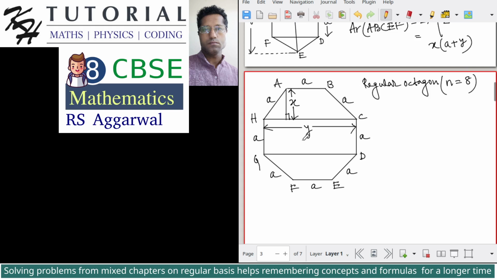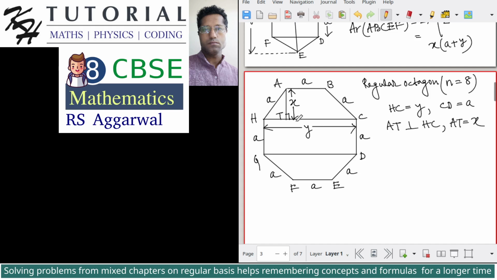Now you see what dimensions are given. It is given that the length of the diagonal AC is equal to y. Each side is given to be a. So CD, which is the length of each side, is a, and we are given that there is a perpendicular drawn from the vertex A on HC. Let the perpendicular be AT. So we are given AT is perpendicular to HC, and the length of AT is equal to x. So from this fact, how do we find the area of this regular octagon?